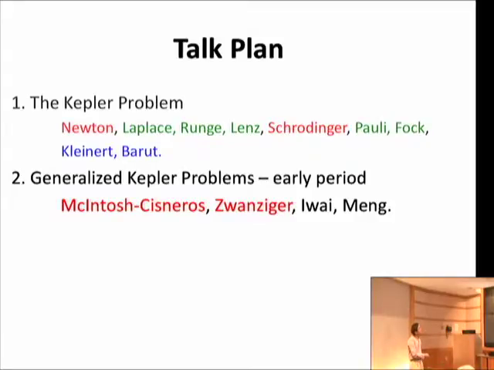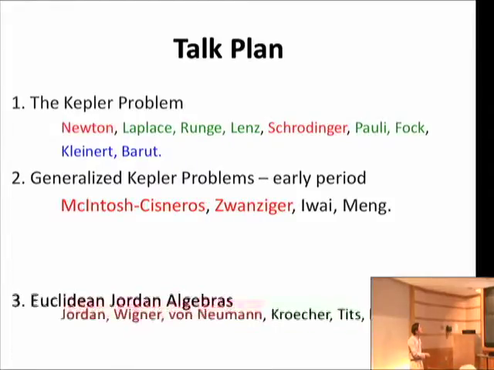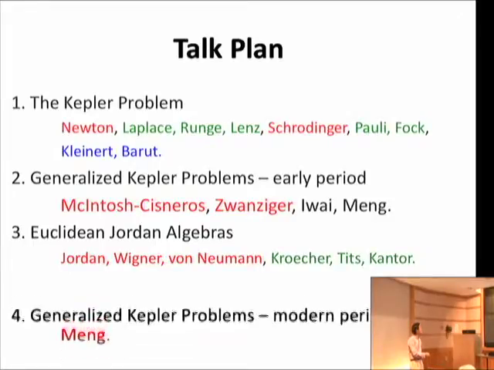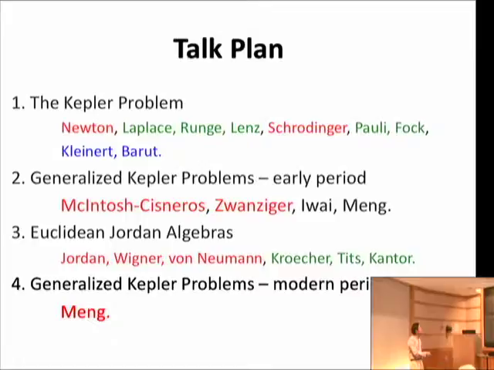Next, I will talk about the general Kepler problem in its early period. So those are the important names associated to it. And then I switch gears to talk about something seemingly unrelated, namely the Euclidean Jordan algebra. And those are the important names associated to it. And von Neumann was a faculty here. And finally, with this Jordan algebra introduced, I can talk about the general Kepler problem in the most general fashion.